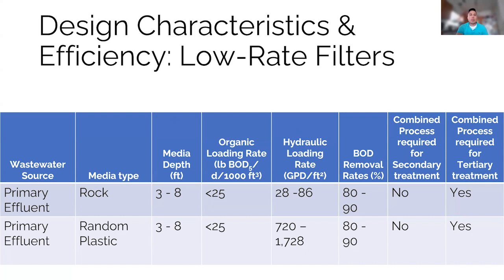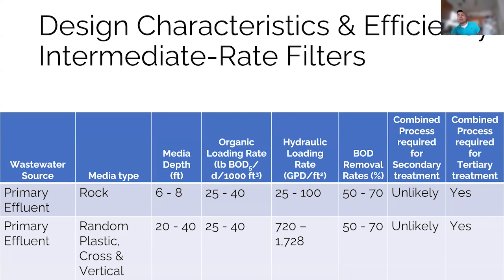You also don't typically need a recirculation loop because there's only a low amount of BOD heading through these plants. And hydraulic rate, as you can see, is going to be higher on your plastic media because those media have a higher surface area and can treat more wastewater.